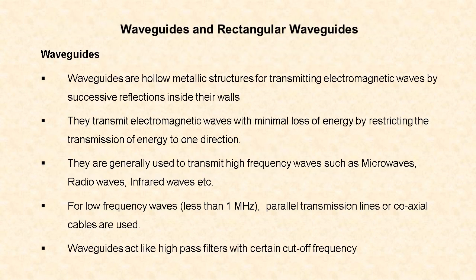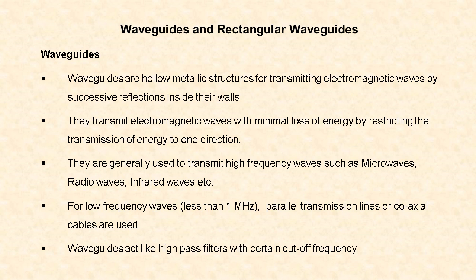In this video, we are going to see about waveguides and rectangular waveguides. Waveguides are hollow metallic structures for transmitting electromagnetic waves by successive reflections inside their walls. By restricting the transmission of energy to one direction, they transmit electromagnetic waves with minimal loss of energy. They are generally used to transmit high frequency waves such as microwaves, radio waves, infrared waves, etc.